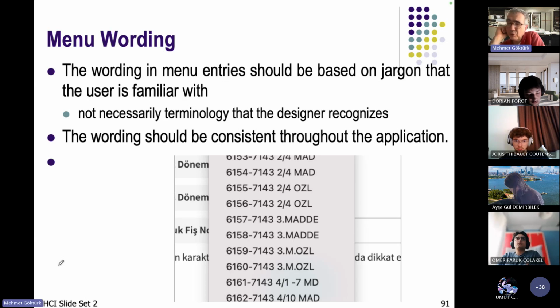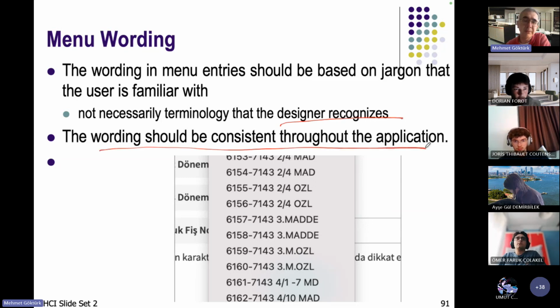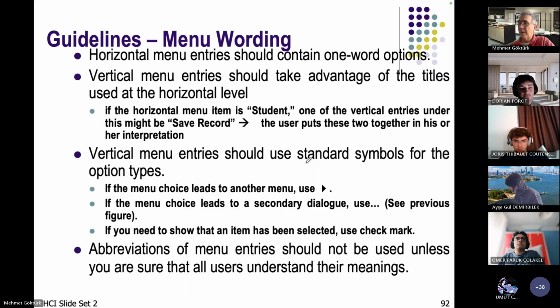The wording of the menu entries should be based on common jargon, a common dictionary, not necessarily the terminology that the designer recognizes. Wording should be consistent through the application. If you are familiar with this jargon, if you are a financial consultant, then this is okay. But if you are an ordinary citizen, this is no good. You are trying to pay your taxes for some reason, and this is what you get. I have explained this.